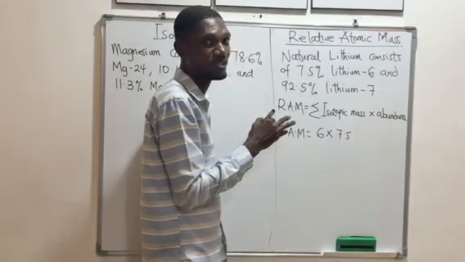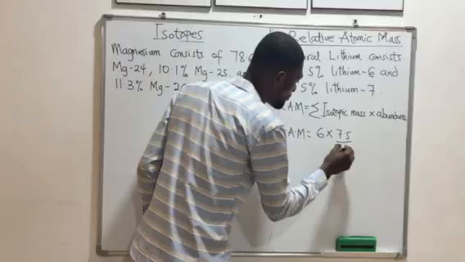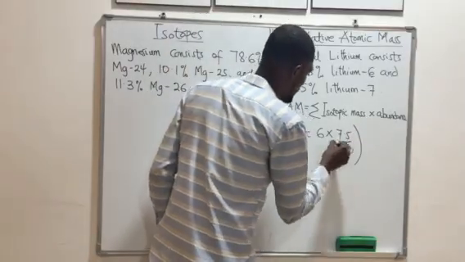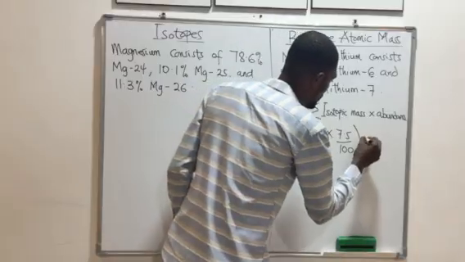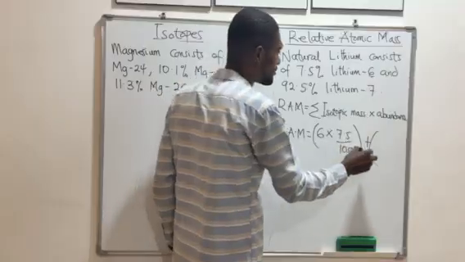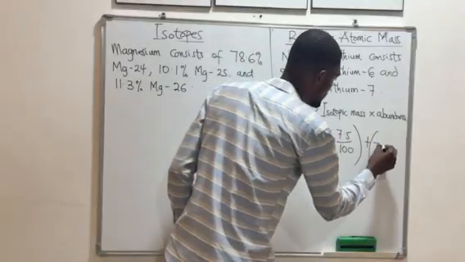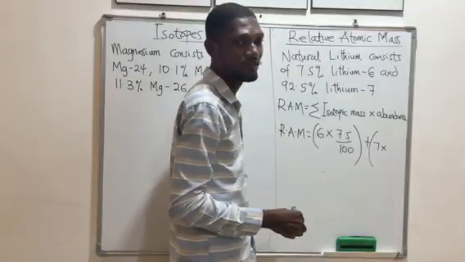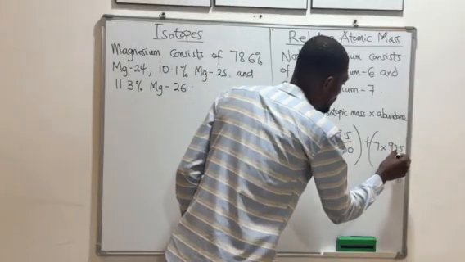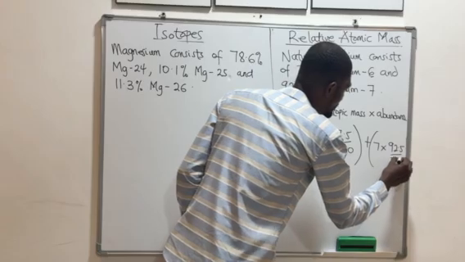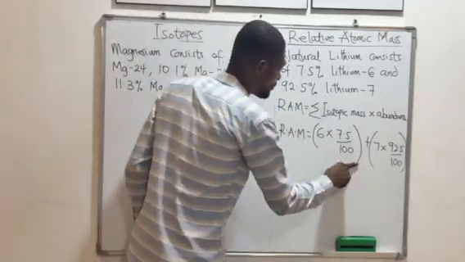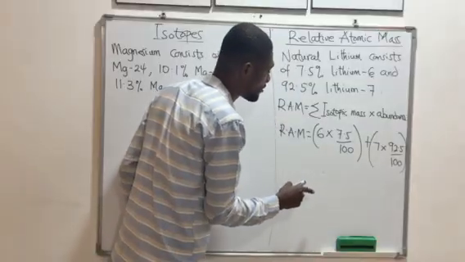Now 7.5% can be written as 7.5 over 100 in a bracket, plus the second isotope, which is lithium 7. So the mass is 7 times the abundance, which is 92.5 over 100. Now we add the two. You first compute what is in the first bracket.